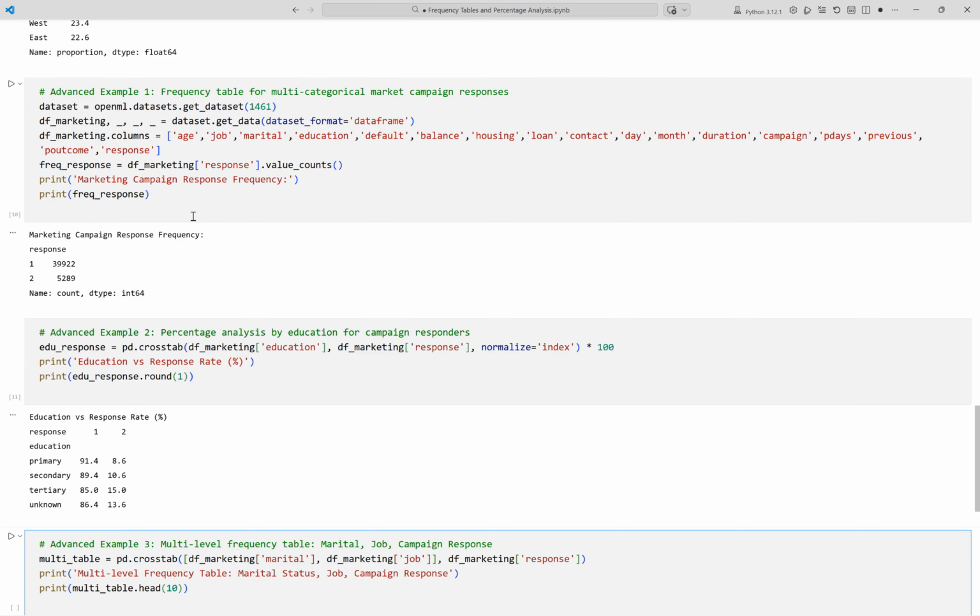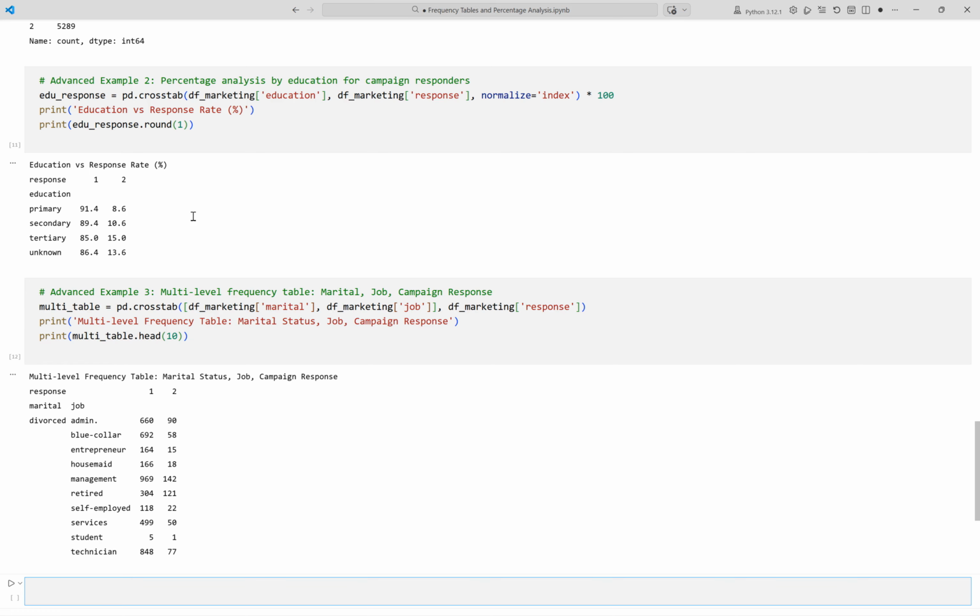Running the cell now. This multi-level frequency table breaks down campaign responses by both marital status and job, revealing nuanced patterns across these combined categories. Notice how the counts vary significantly, such as higher responses for divorced management versus divorced student, illustrating how layered demographic factors influence response distribution. This highlights the importance of cross-tabulating multiple variables to better understand customer segments in market data. Upgrade your skills, practice this approach with other combinations of customer factors.